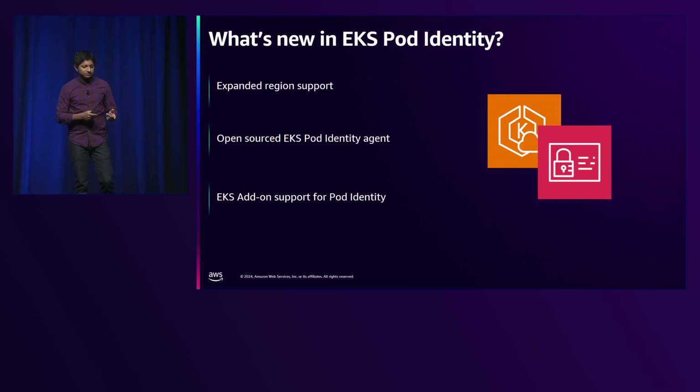And the last one is we introduced support for Pod Identity in EKS add-ons. So add-ons are operational software that you can run in the cluster. And this software usually needs permissions, AWS permissions, to access AWS resources. Previously, the only way you could set that up was through IRSA, but now Pod Identity is also available, which greatly simplifies the add-on setup experience.